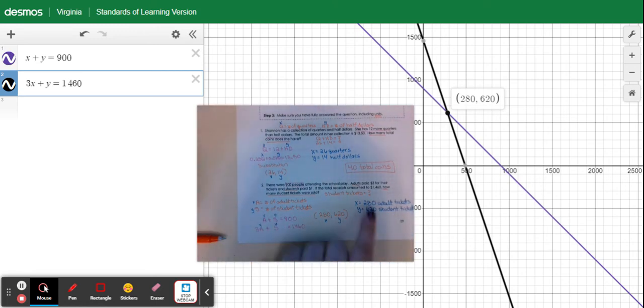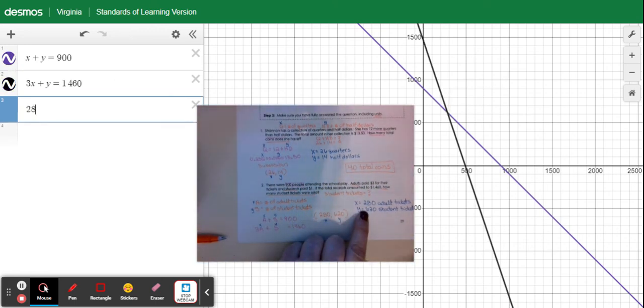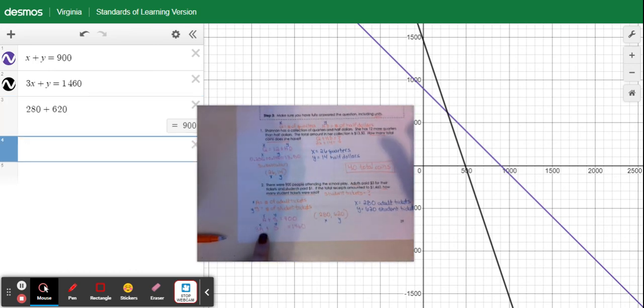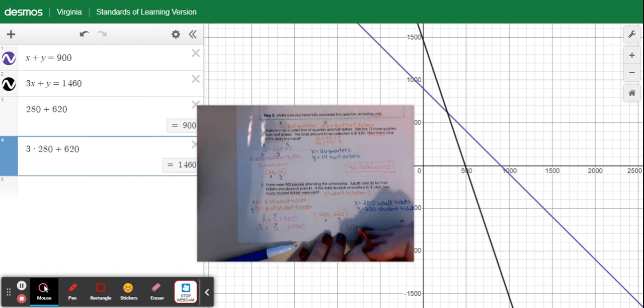I can take a look. Let's see if these work in the equations. 280 plus 620 does indeed equal 900. Now let's see if it works here. 3 times 280 adults plus 1 times 620 does equal 1,460. So remember, the question I'm answering is there were 620 student tickets.